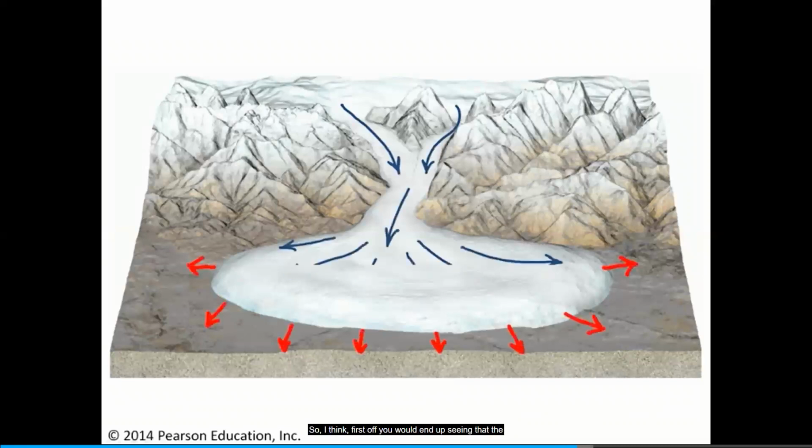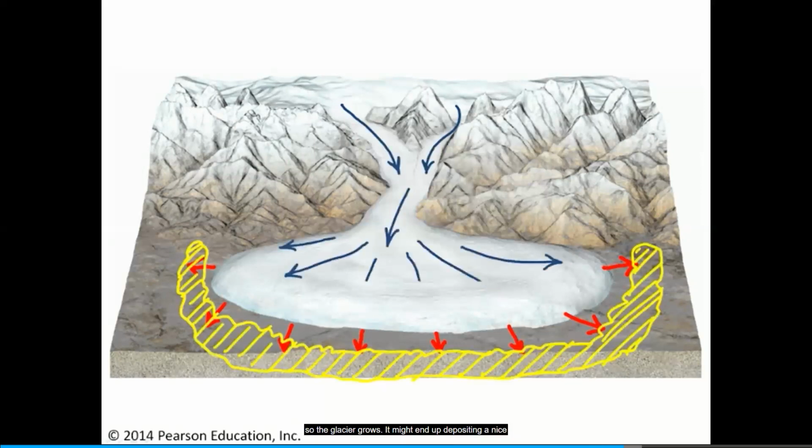So I think first off, you would end up seeing that the glacier would advance because, again, there's more going in at the top end than is being lost at the bottom end. So the glacier grows. It might end up depositing a nice end moraine there as it grows.